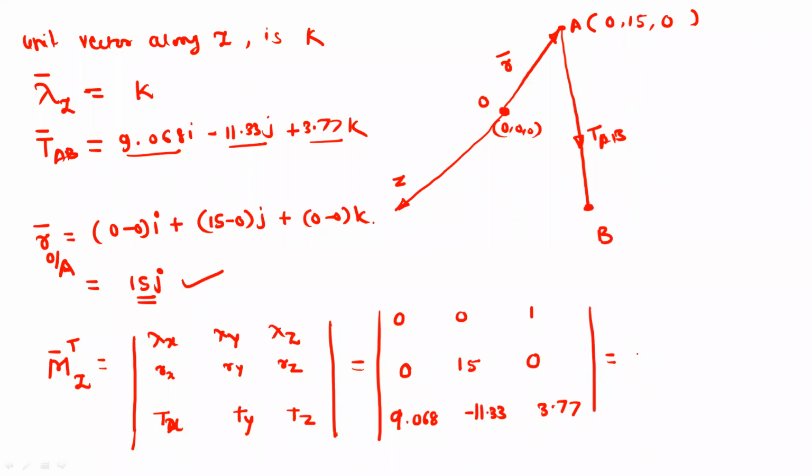You will get the answer minus 136.02 kilonewton meter. This is the magnitude of the moment about the Z axis, and its vector form is obtained by multiplying by the unit vector. So this is minus 136.02 K.